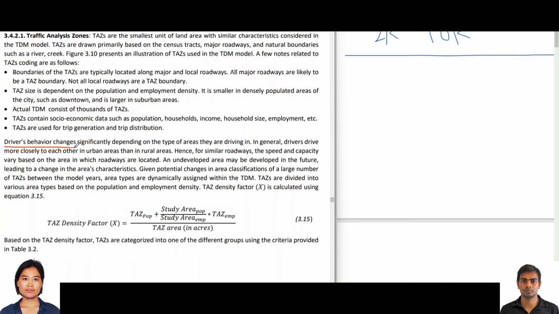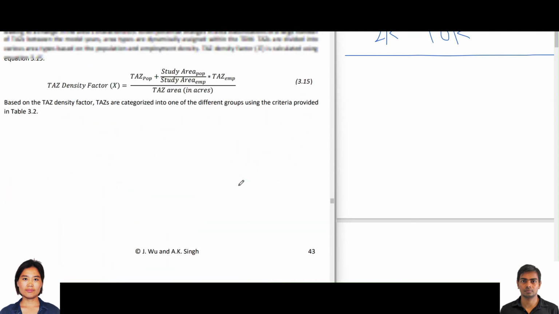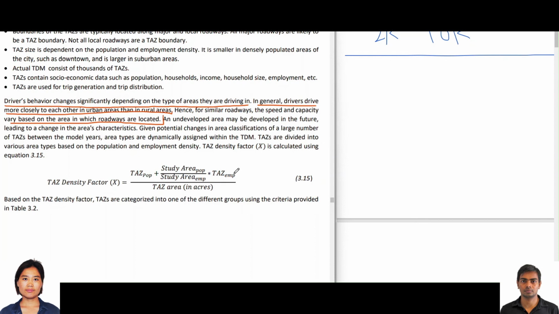Driver behavior changes significantly depending on the type of area they are driving in. In general, drivers drive more closely to each other in urban areas than rural areas. Hence, for similar roadways, the speed and capacity vary based on the area in which the roadways are located. So like I mentioned, the driver behavior is dependent on what kind of area they are driving in. So the link capacity and speed will depend on the area type they are driving in.